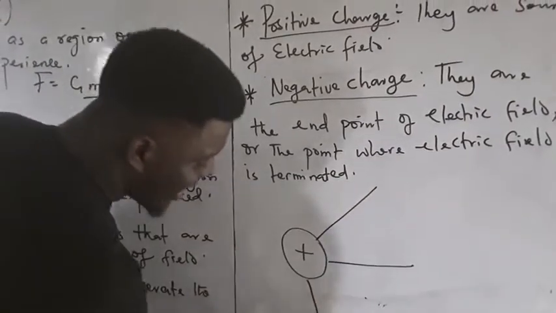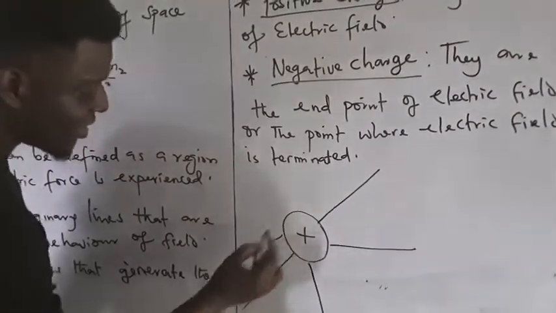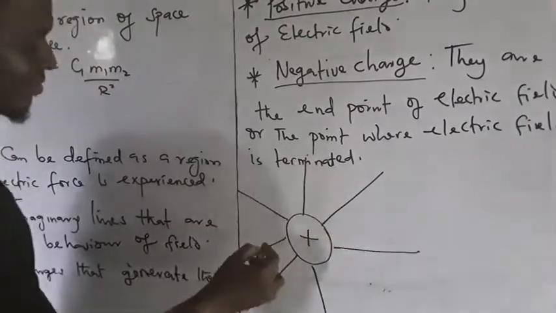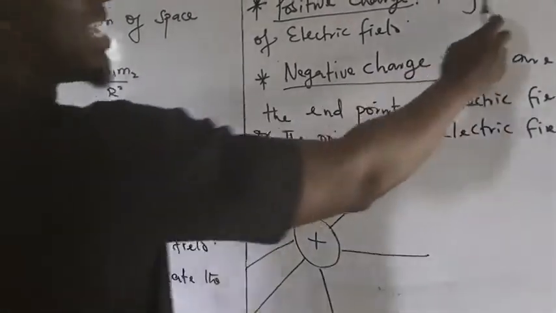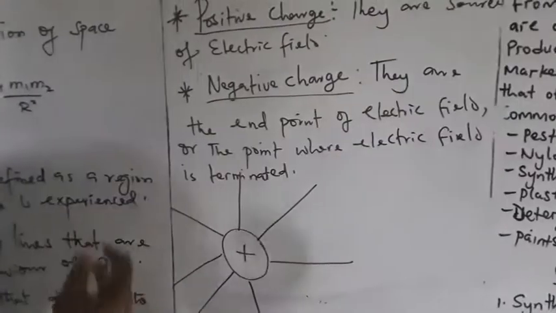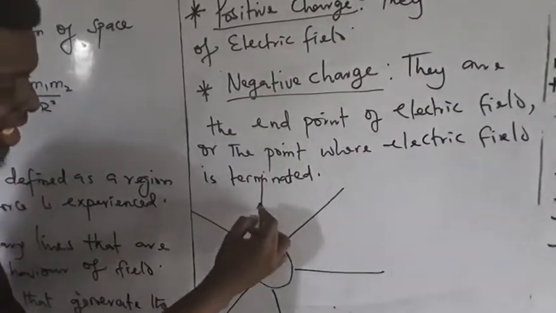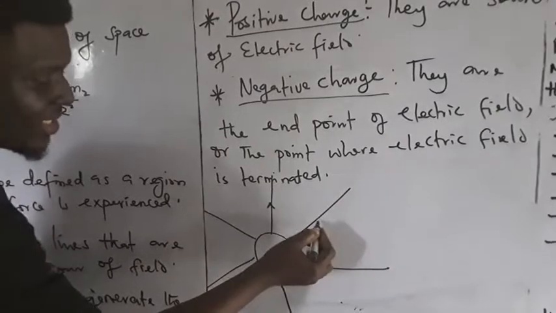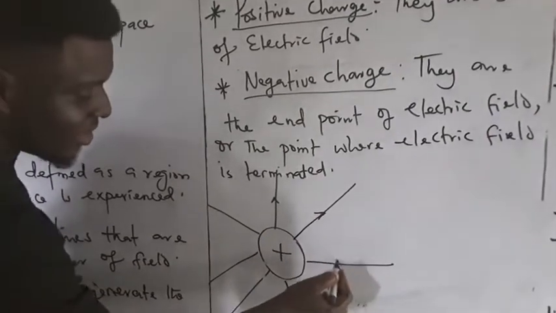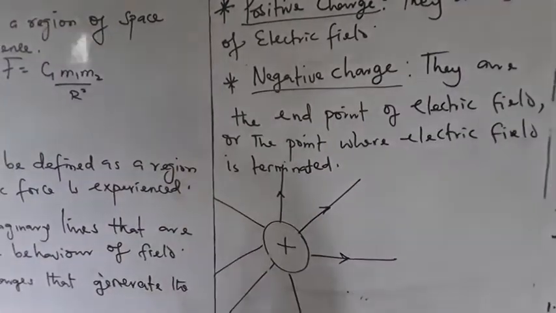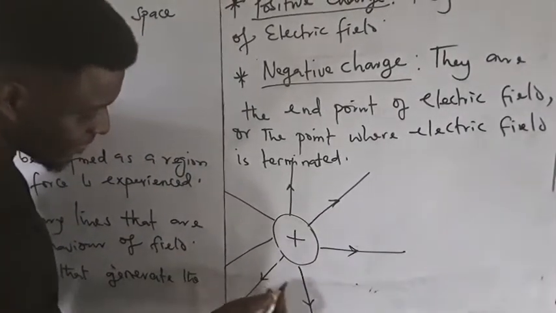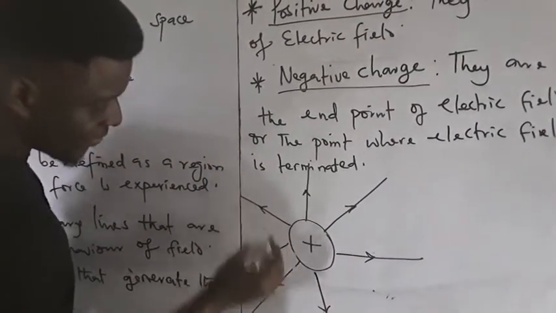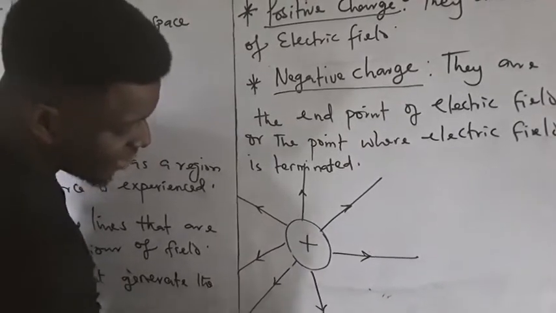These are lines, electric field lines. For positive charge, we said they are the source of electric field, meaning that it's all generated from the positive charge. These are field lines. This is a positive charge.